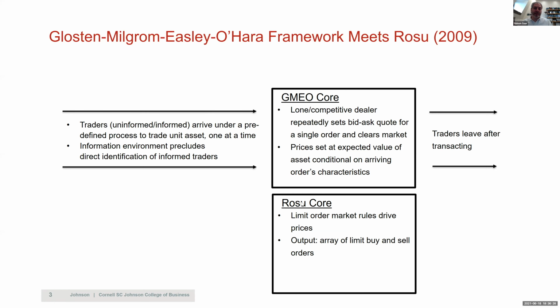His paper is without asymmetric information. So you've got the limit order market rules driving prices, and you get all the output of limit buy and limit sell orders. Okay, so that's what we're going to do here in this paper.